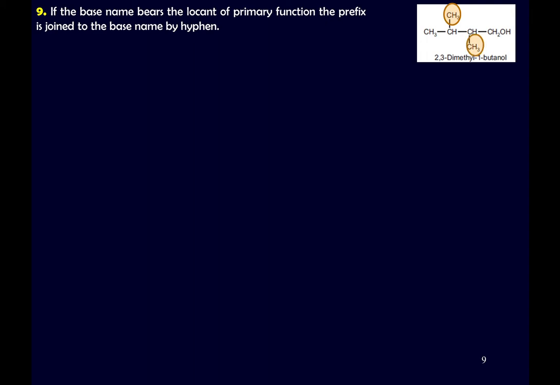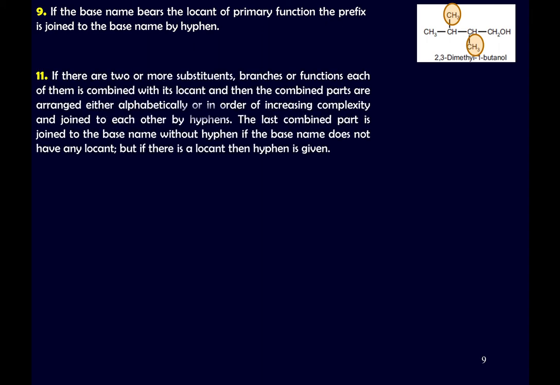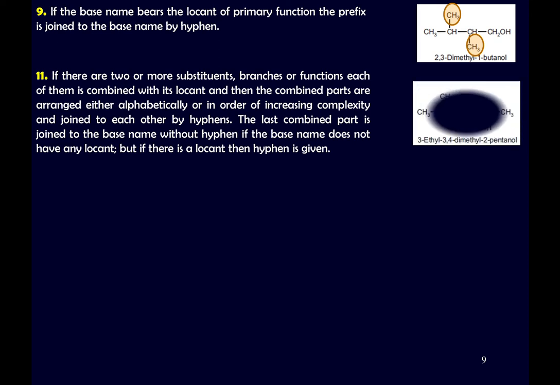We have 2 methyl groups, so 2,3-dimethyl will be the prefix, and then we have butanol. If there are two or more substituents, branches or functions, each of them is combined with its locant, and the combined parts are arranged either alphabetically or in order of increasing complexity and joined to each other by hyphen. The last combined part is then joined to the base name without hyphen.